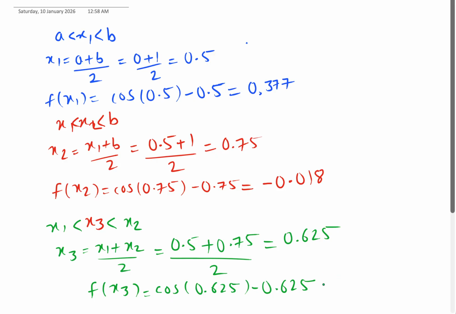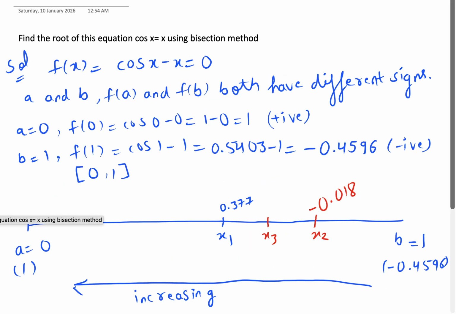0.185. Let me go back to my table again. So we have got the x3 value as 0.185. So now where will 0 be? The 0 will be between x2 and x3. We need to find out the fourth approximation root.